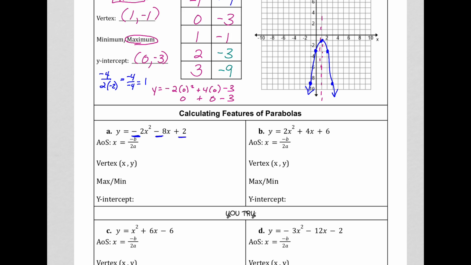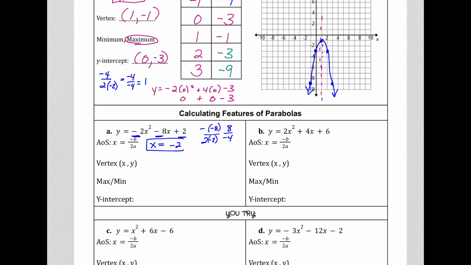So we know that negative b is already negative 8. So that would be negative 8, which would be a positive 8. Okay, and then we have times 2a, so 2 times negative 2. So that would give us positive 8 over negative 4. 8 divided by negative 4 is negative 2. So our axis of symmetry is x equals negative 2.